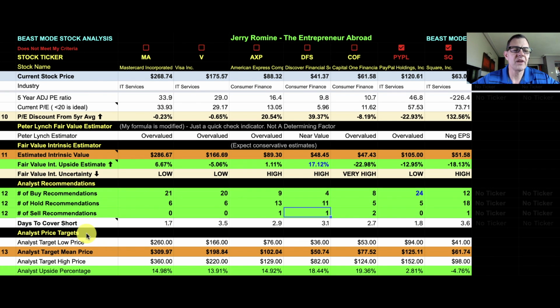My next stop is to look at the analyst price targets, and we've got a low, an analyst target mean price, and that just means average, a high price, and the upside percentage.